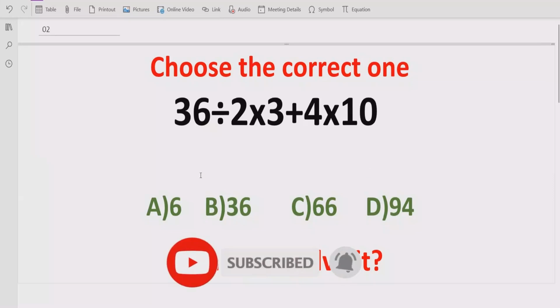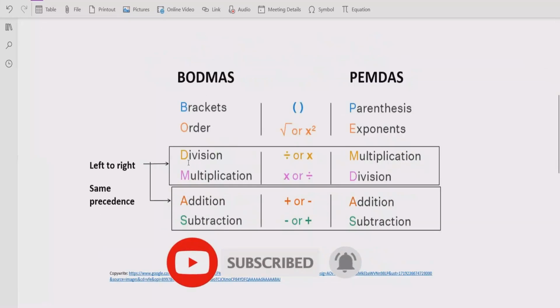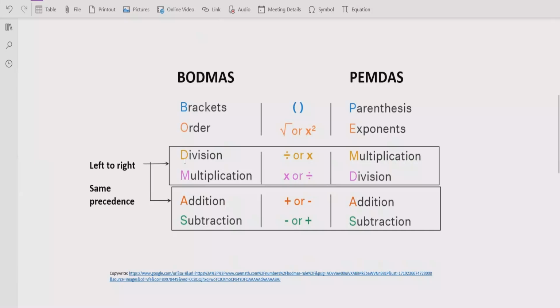Now let's talk about the rules which we can apply to solve the given expression. As you can see here, we will discuss two rules, BODMAS and PEMDAS. These rules we can apply to solve any arithmetic expression. The rule says if your expression contains any bracket or parenthesis, you have to solve that part first. After the bracket, you have to see the power of any number. If your expression contains any number which has a power, you have to solve that part after the bracket.